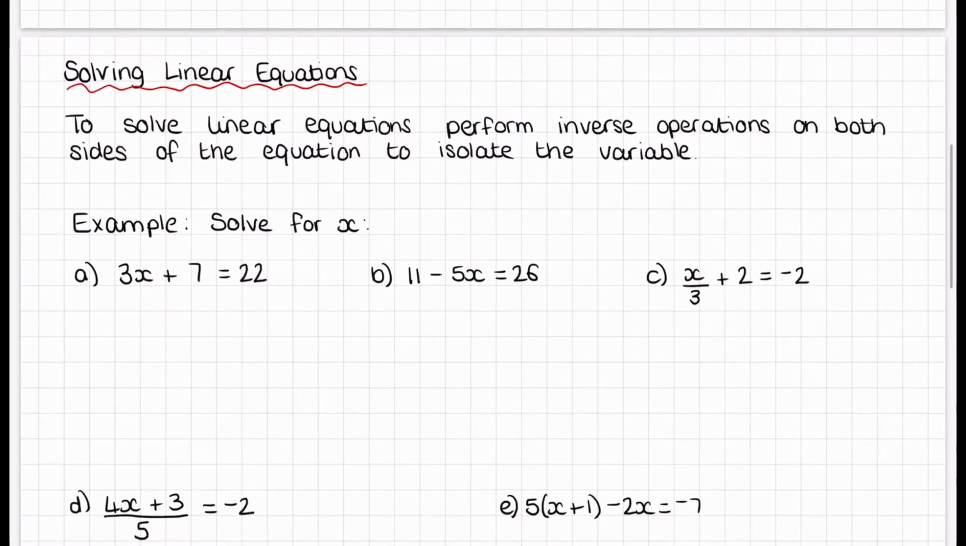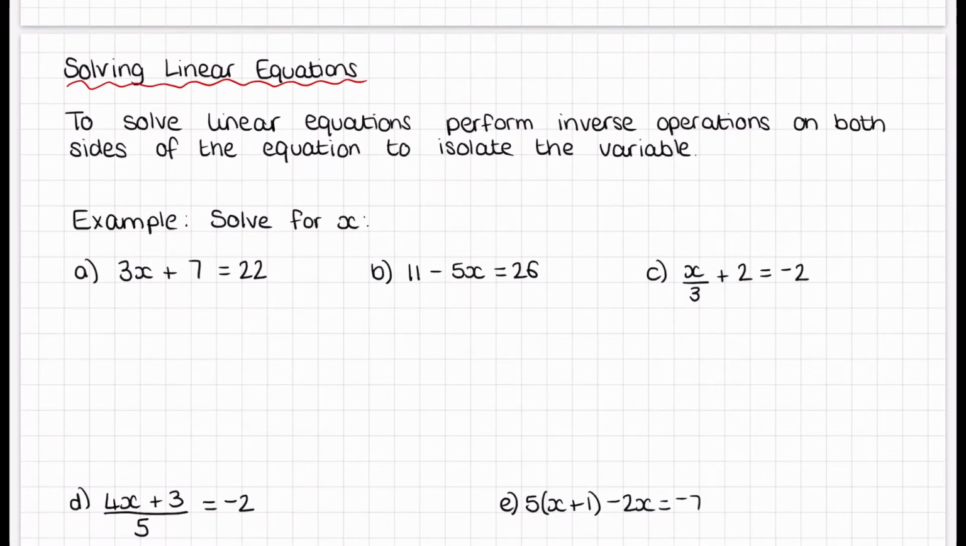So to solve linear equations, perform inverse operations on both sides to isolate the variable. So the ideas of adding, multiplying, dividing, subtracting the same value to both sides apply here, but we normally do it in a much more streamlined way. With this one, we have 3x plus 7 equals 22. Another thing to remember when doing this is it's almost like we are undoing BODMAS, so we work backwards with our order of operations.